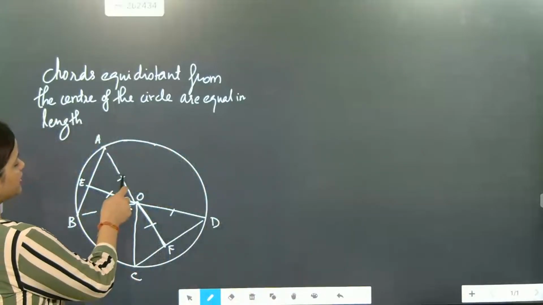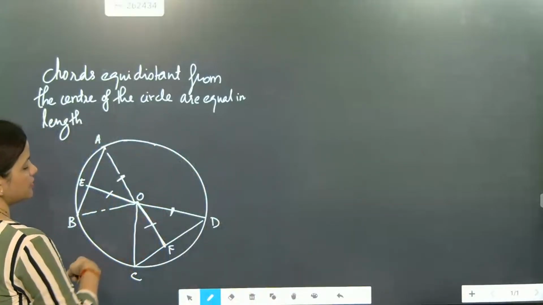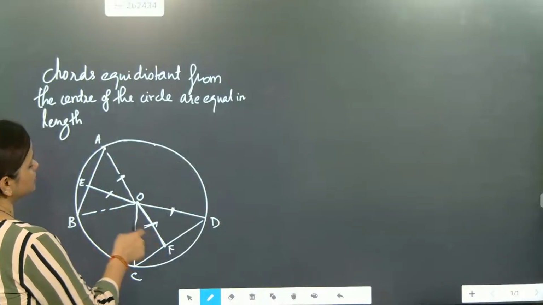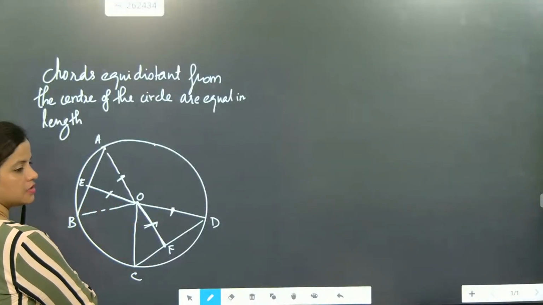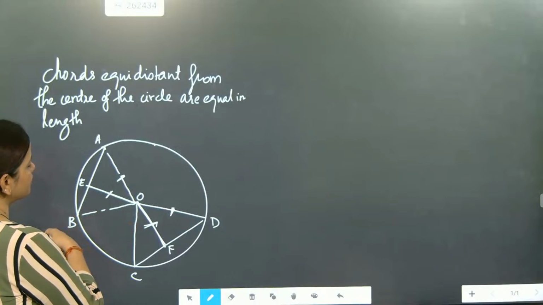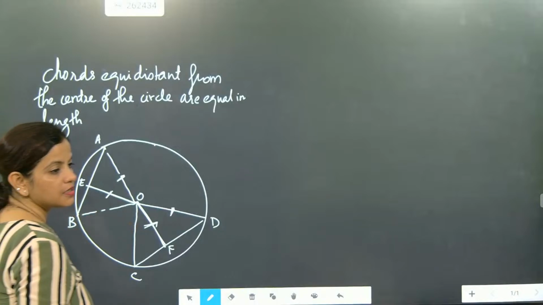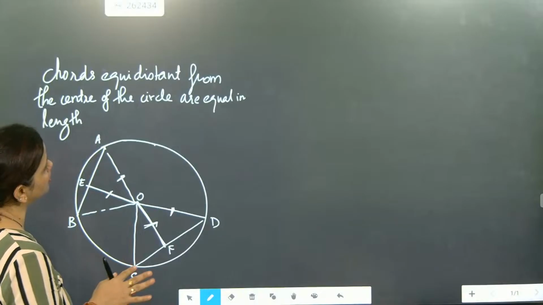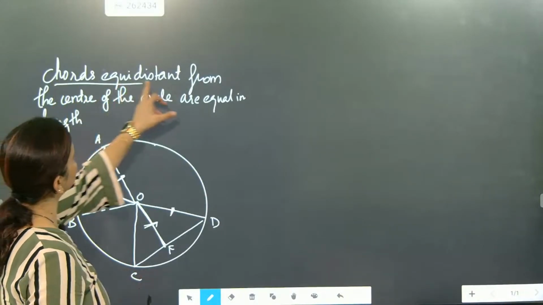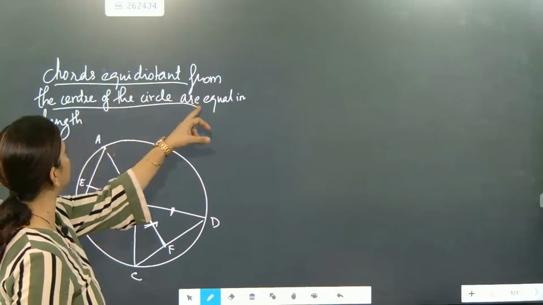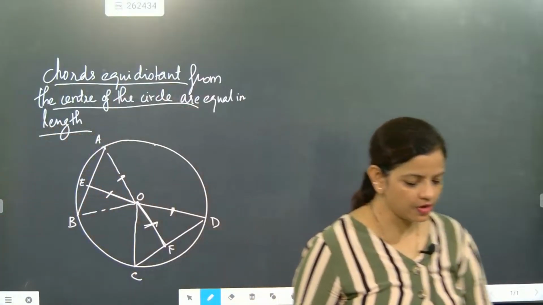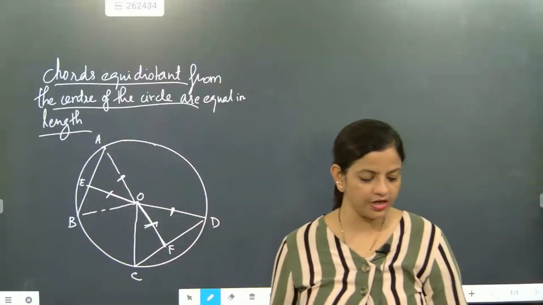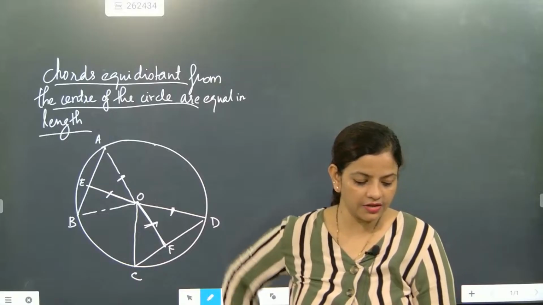Now look, beta, definitely these are radii, done. This is equal to this, given. Now a line drawn from the center of the circle to the chord bisects the chord. But beta, they are telling us chords equidistant from the center of the circle are equal in length. Check this one out nicely. Are equal in length. This is exactly what we need to prove.